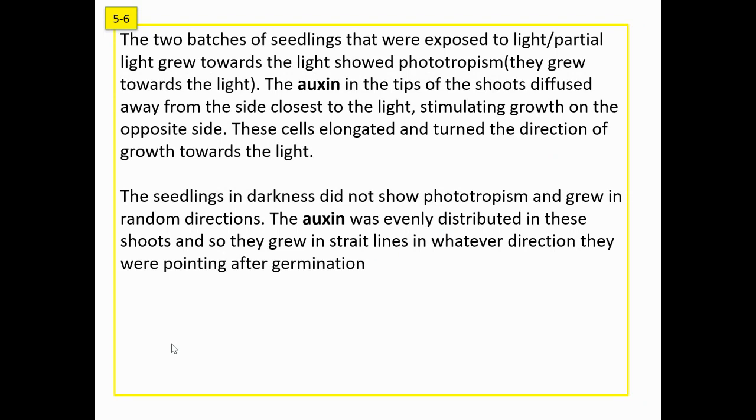And our explanations, we've been through this already, but how to explain what we see using phototropism and hormones. The two batches of seedlings that were exposed to light or partial light grew towards the light. This showed positive phototropism. The auxin in the tips of the shoots diffused away from the sides closest to the light, stimulating growth on the other side. These cells elongated and turned the direction of growth towards the light. The seedlings in the dark, however, did not show phototropism and grew in random directions. This is because the auxin was evenly distributed in these shoots, and so they grew in straight lines in whatever direction they were already pointing after germination.